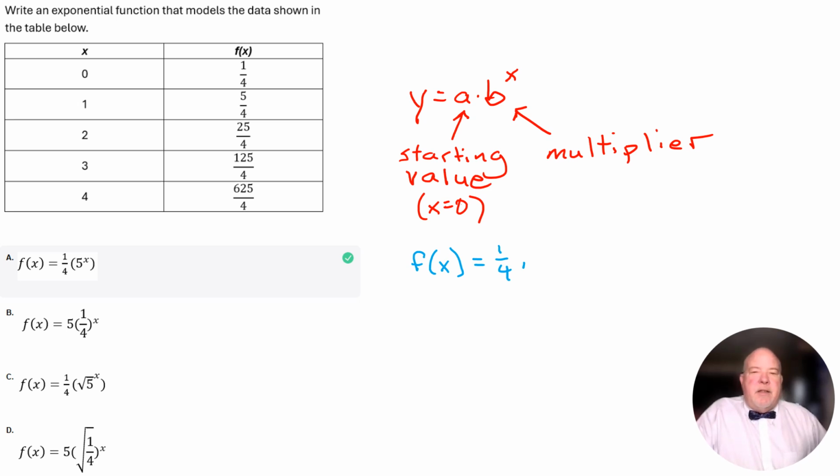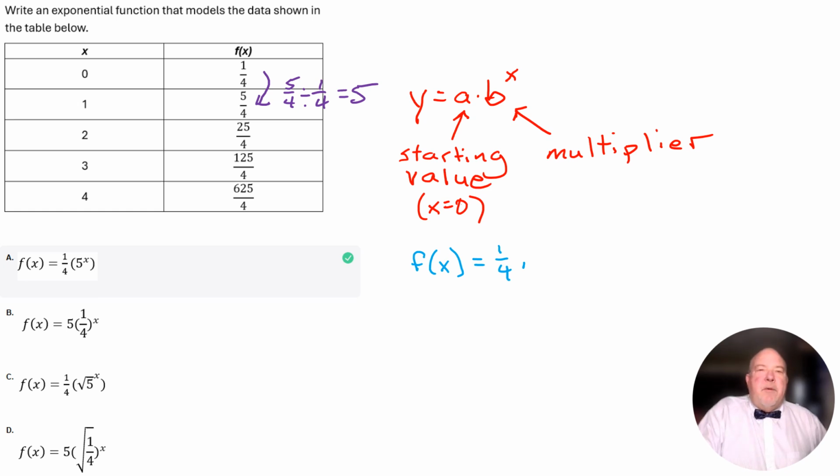And so if we look at our answer choices so far, we can see A has that, B does not, C does. So we're looking at either A or C. And so that's going to depend upon this multiplier. So how do we find that multiplier? Well, what we do is take two values in the table, and we're going to take the larger value, so 5/4, divided by the smaller value. And when we divide those, what we get is 5.